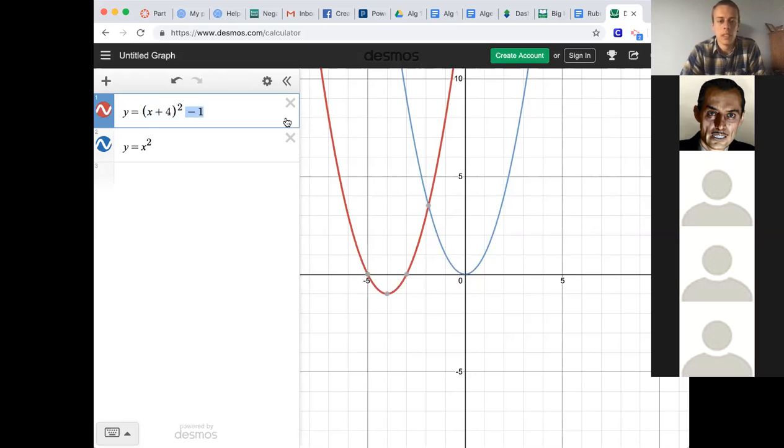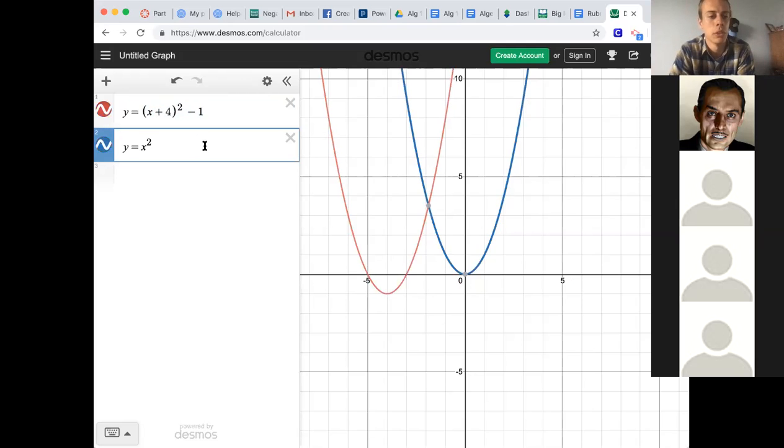So if you want to use Desmos on your homework, by all means. I found a decent calculator app where you can graph on your phone or iPad or Apple device, so I will send you guys that.